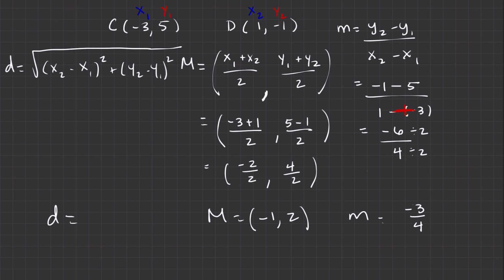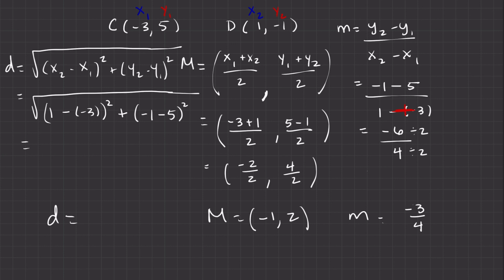So, let's go ahead and start plugging things in. So, x sub 2 is 1 minus negative 3, close it with the parentheses, plus y2 is negative 1, y1 is 5, so negative 1 minus 5, close it with the parentheses, put that square there. Okay, I'm going to go check my work and make sure that everything's all good.